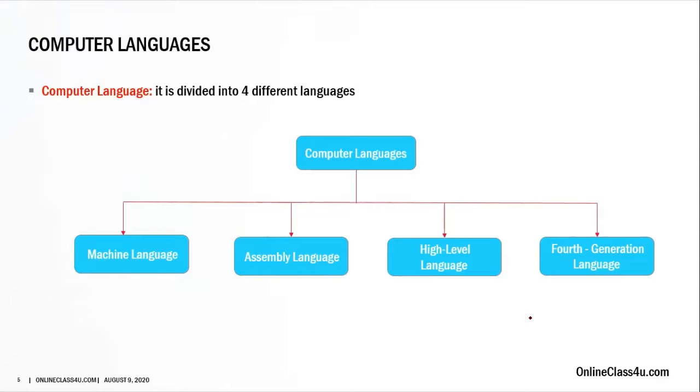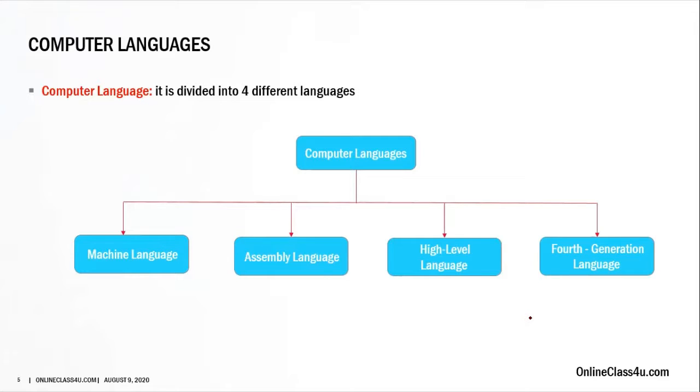Next comes the high-level language. What is a high-level language? As we all know, there are different types of languages like C, C++, Java, etc. These are some of the popular examples of high-level language. This high-level language also needs to be translated into machine language. Then only the computer will understand, right? Because the computer understands 0 and 1.